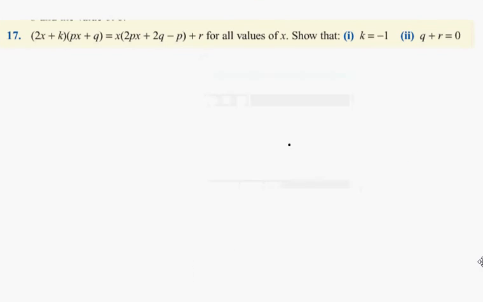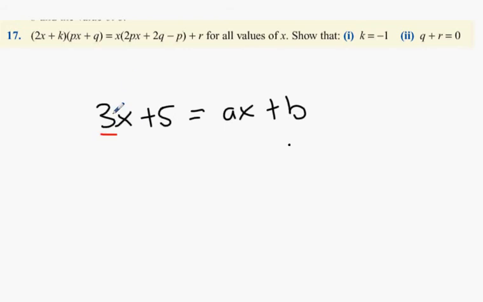So here's what we're doing here. This is what's called an identity. On a really basic level, this is the sort of question you're being asked. If I said 3x plus 5 equals ax plus b, on a really simplistic level, there's 3 x's on the left, which means there has to be 3 x's on the right.